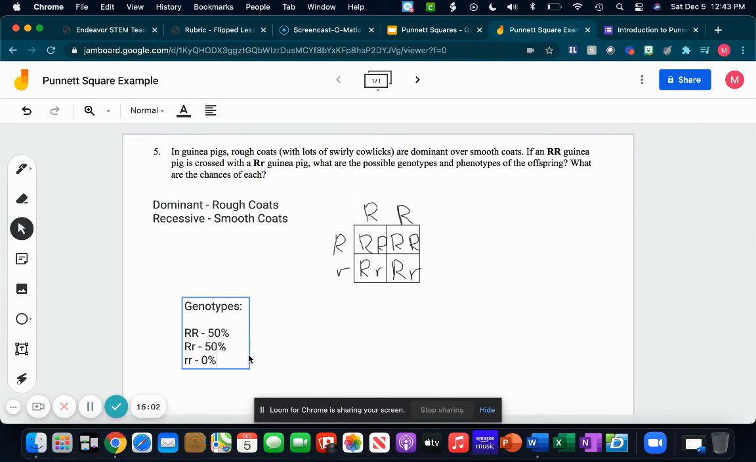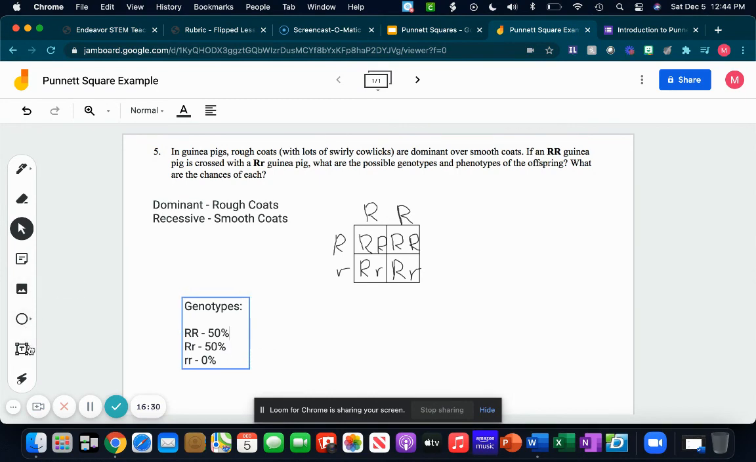So the offspring have a 50% chance of having big R, big R as their genotype. And then the other 50% have the chance of having big R, little r. So those are the genotypes, and the percent chance or likelihood that those will be the genotypes.